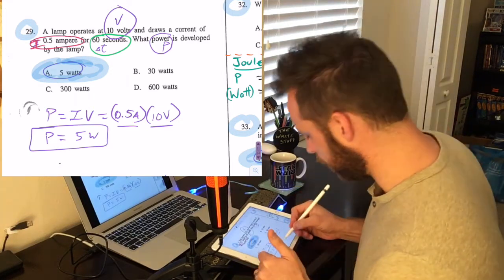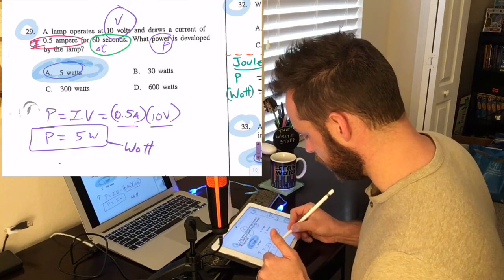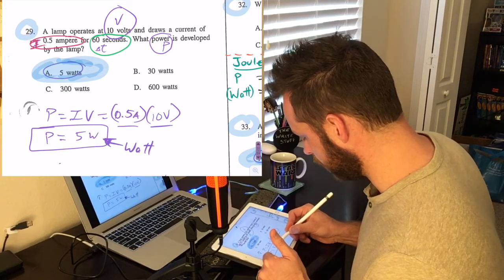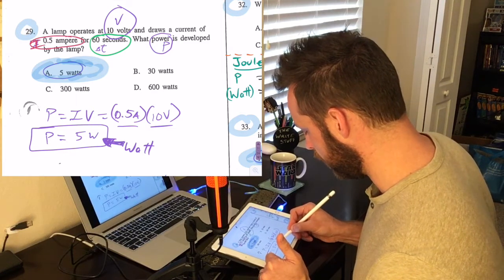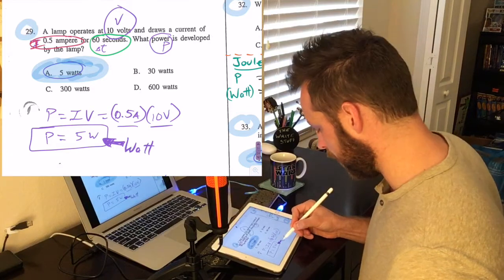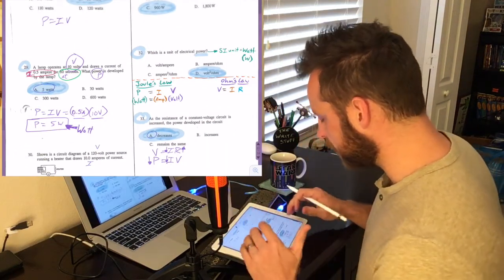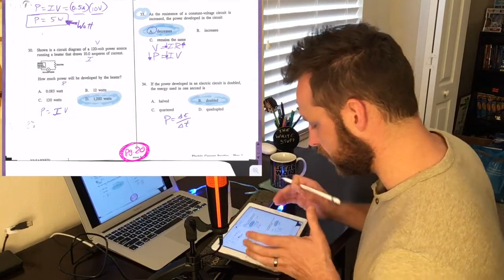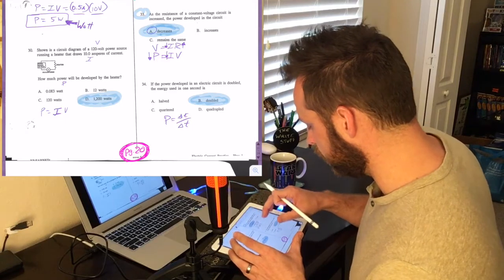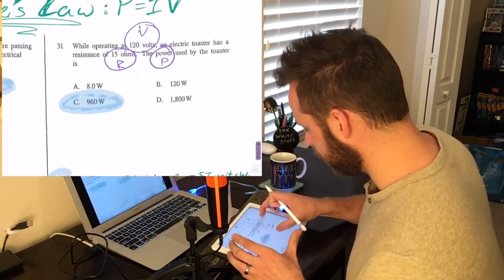And the unit for power is the watt, as we saw in the previous video, named after James Watt. So we have two Jameses here. We have James Joule for the unit of energy and James Watt for the unit of power. Okay, so that's a basic one. Let's get a little bit more in depth. And just here's a little tip for number 30. You're still going to use PIV.